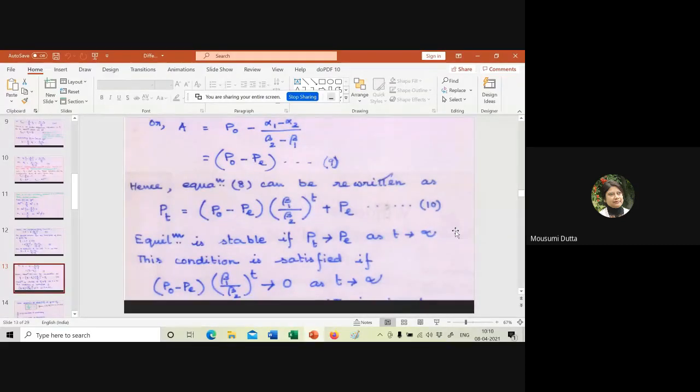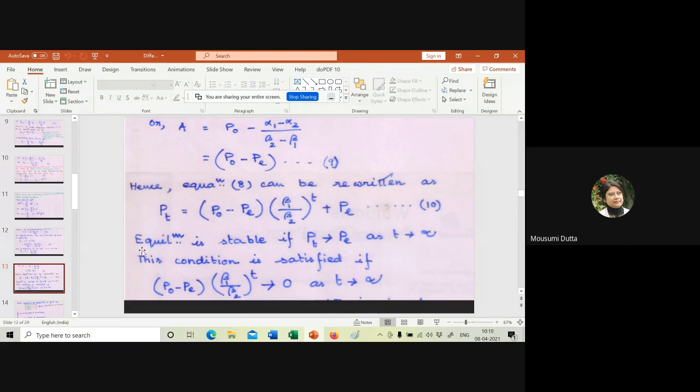Equation number 10. So once we solve for the time path of price, once we get this equation, the next step will be to analyze the stability of this model, whether the equilibrium is stable or not. That is, whether the time path is convergent or divergent, number one. Number two, whether the time path is monotonic or oscillatory. So this kind of analysis we have to do.